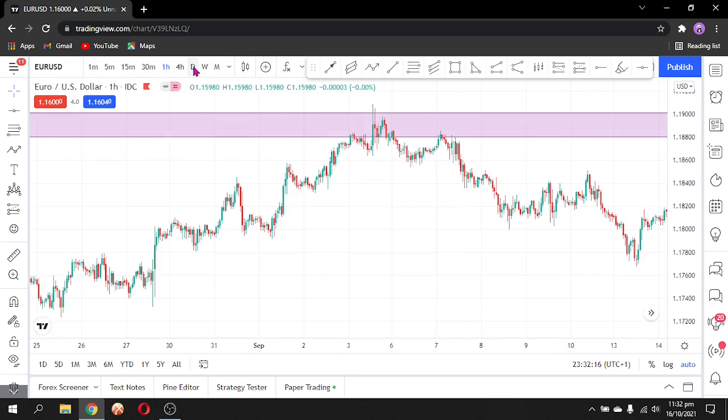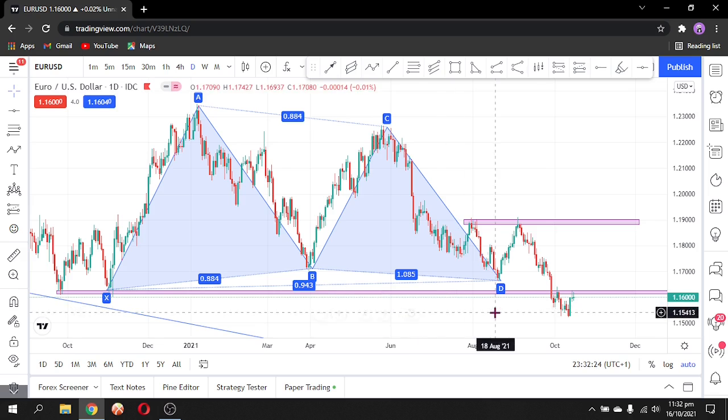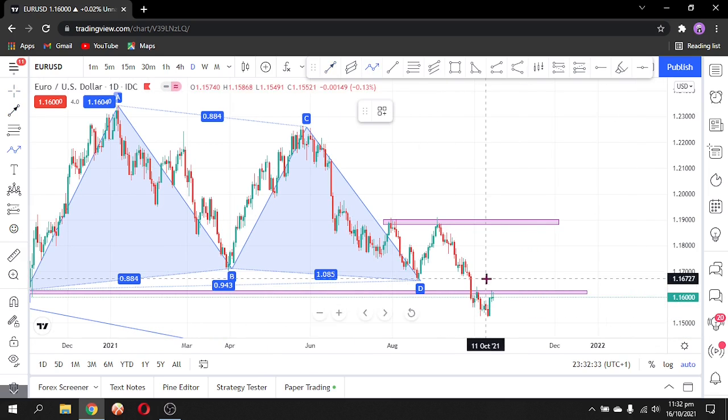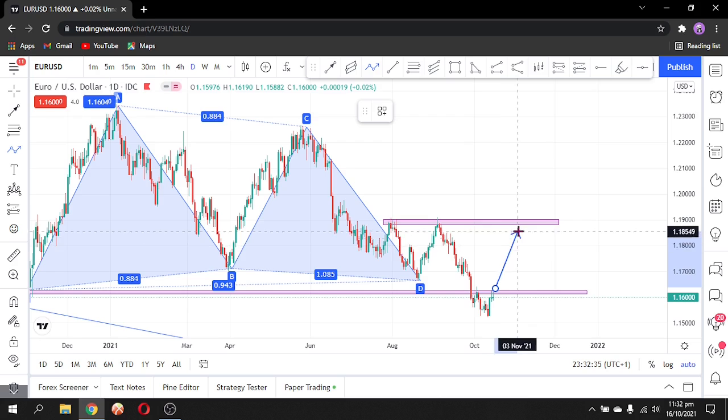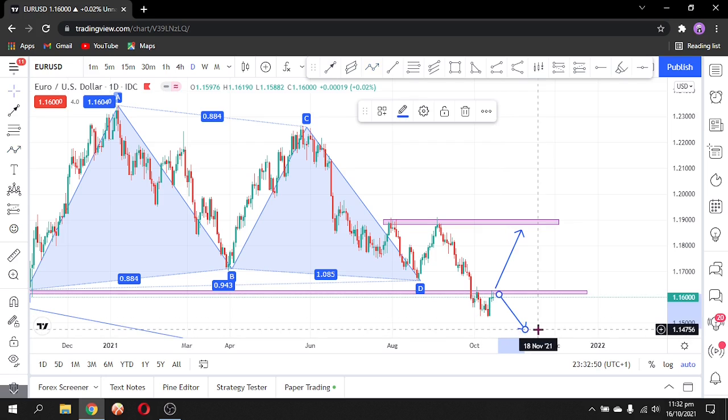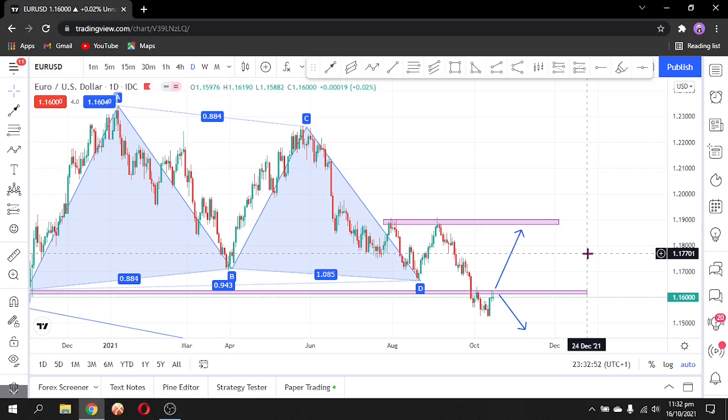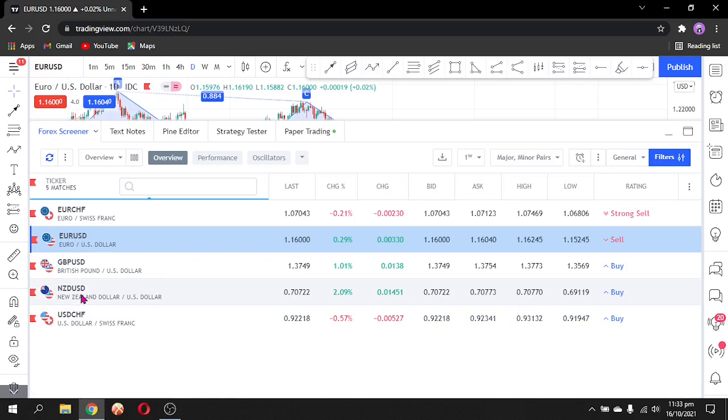Now on this daily time frame, we have 2 possible price moves. Either price breaks this resistance and pushes up to this zone, or it continues going down. I always say this: wait for confirmation before entering a trade. The next pair we will look at is New Zealand USD.